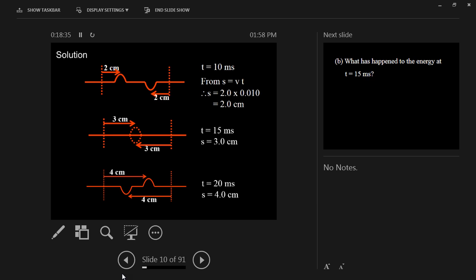There is a part B to this question. What has happened to the energy at t equals 15 milliseconds? If you look at the second graph, it's a straight horizontal line. It looks like there's no wave. So what happened to the energy? Where is it now? It is not zero, because that would violate the law of conservation of energy. So where's the energy?